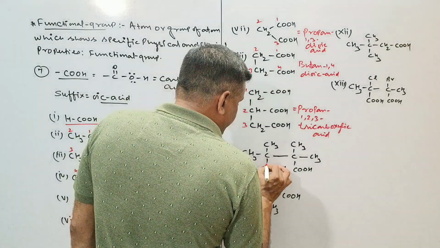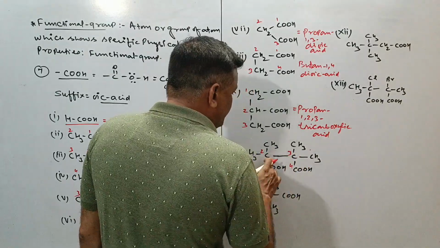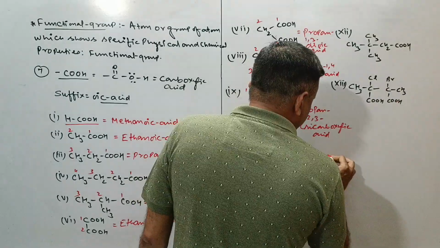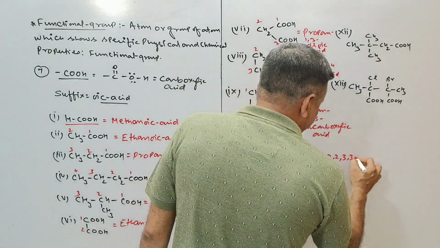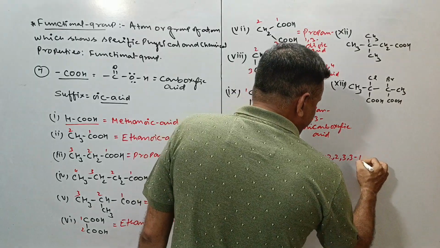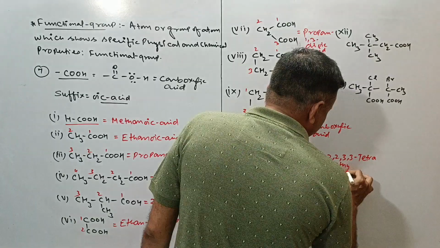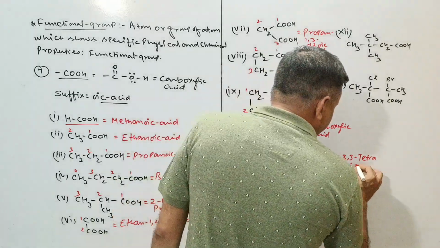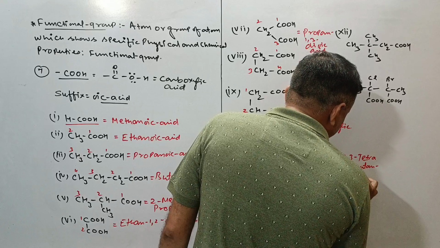If this is the compound, then 1, 2, 3 and 4. At number 2 position, there are 2 methyls, so it will be 2,2-dimethyl. At number 3 position, there are methyls, so 3,3-dimethyl. So entirely it is tetramethyl. There are 4 methyls, tetramethyl. There are 4 carbons in the chain, so it will be but, single bond an, 1,4-dioic acid.